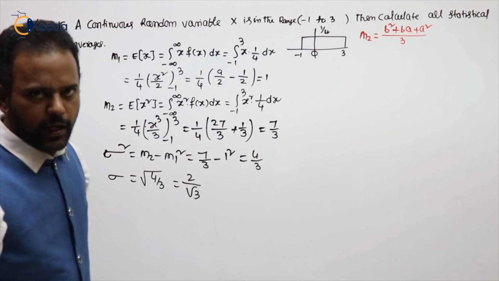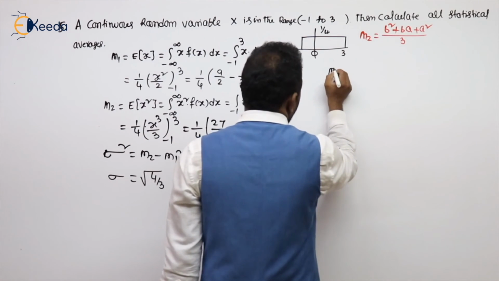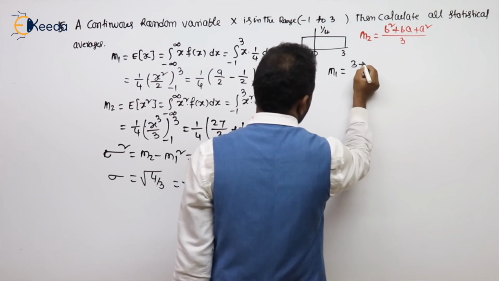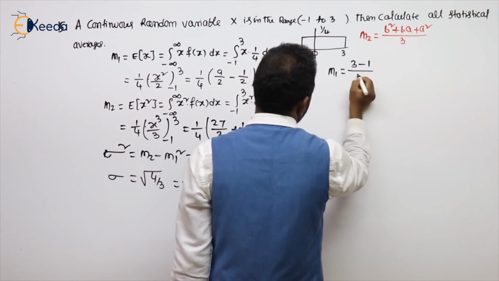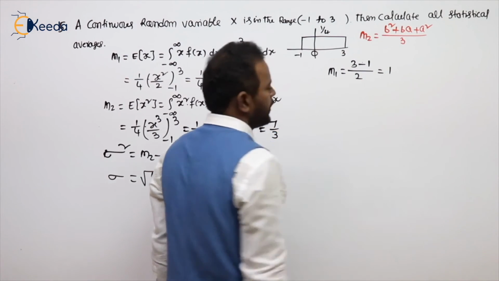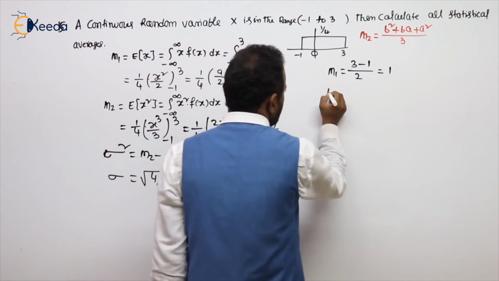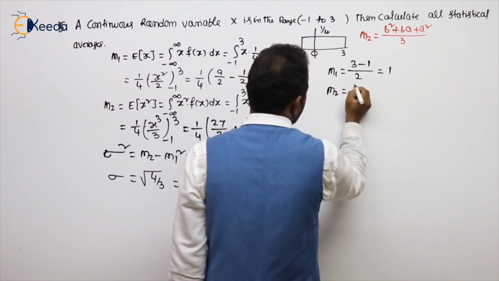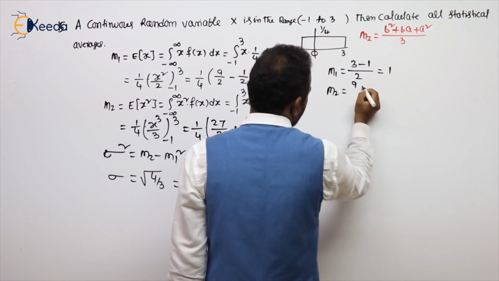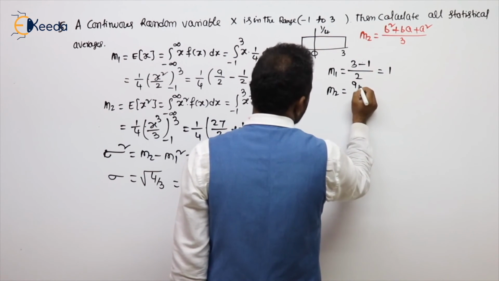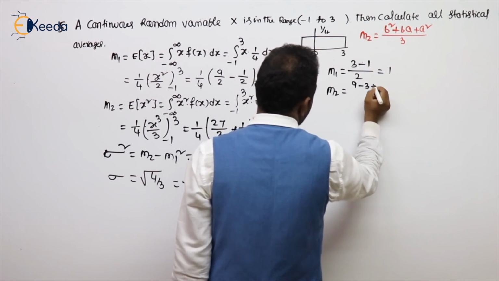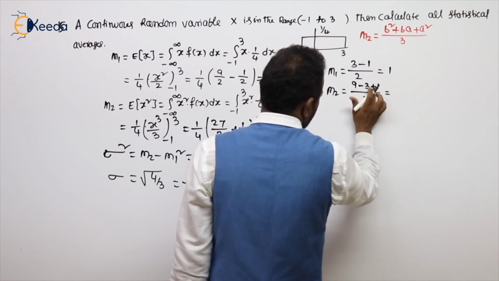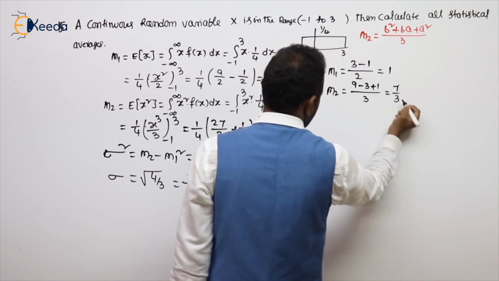If you remember the summary, see how easy it is. What is the m1? (b plus a) by 2. B is 3 plus a is -1, so by 2. 2 by 2, 1. We got it. What is the mean square value, sir? Mean square is (b square plus ba plus a square) by 3. B square means 3 square, 9, plus ba, b is 3, a is -1, so -3, plus a square, (-1) square, also plus 1, divided by 3. Then 10 minus 3, 7 by 3.